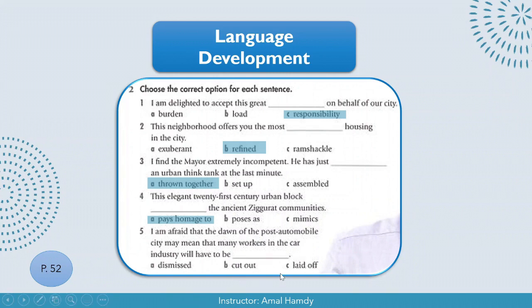Cut out is usually used either with objects, like for example, when a machine stops working. So if an engine or a machine cuts out, it suddenly stops working. Or when we say, for example, his father cut him out of the will, this means that his father didn't leave him any money in his will.